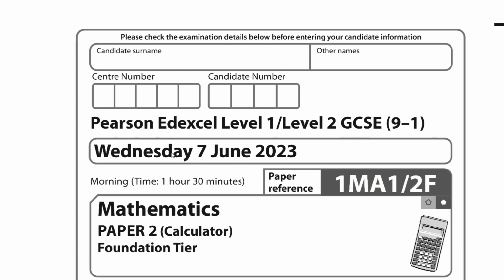This is the Edexcel GCSE 9-1 Maths Paper 2 from the Foundation tier, and this is from the 2023 series.